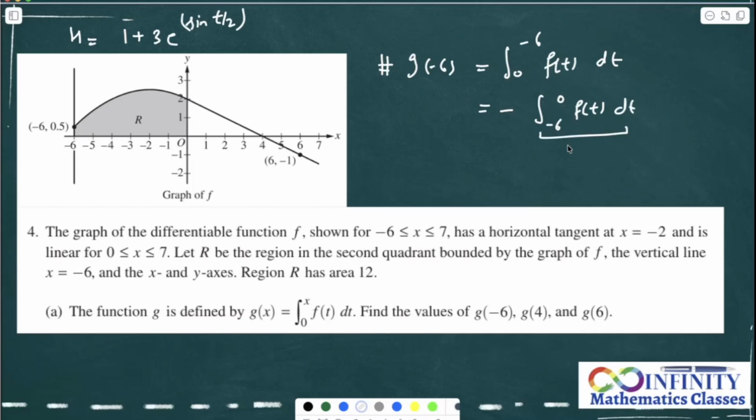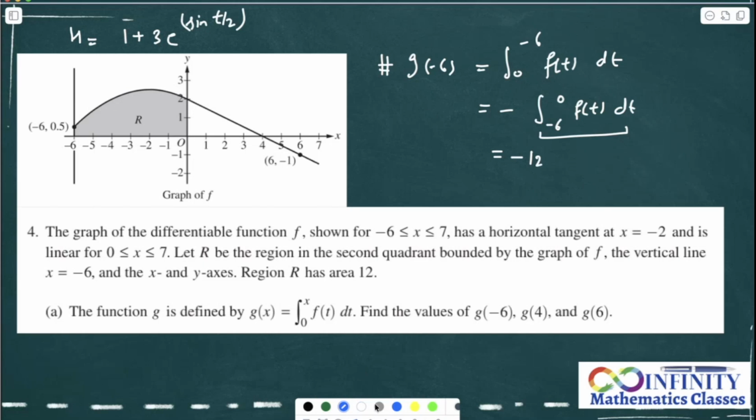This term is given to you as 12, like the area of the region. It is given to you as 12. So the first answer is -12. And okay, the graph is linear. From 0 to 7, this is a straight line. It is linear.